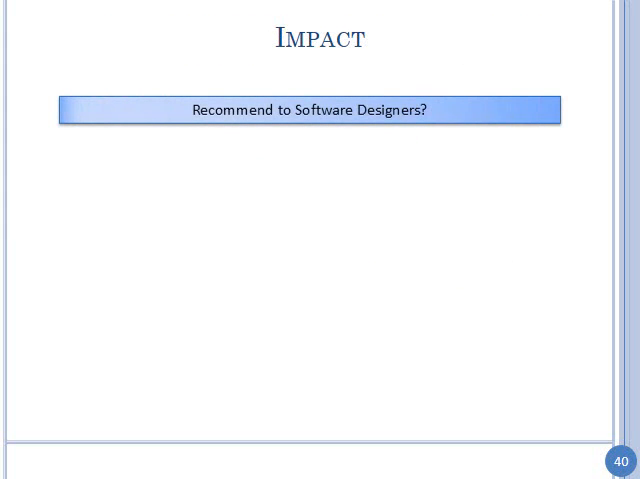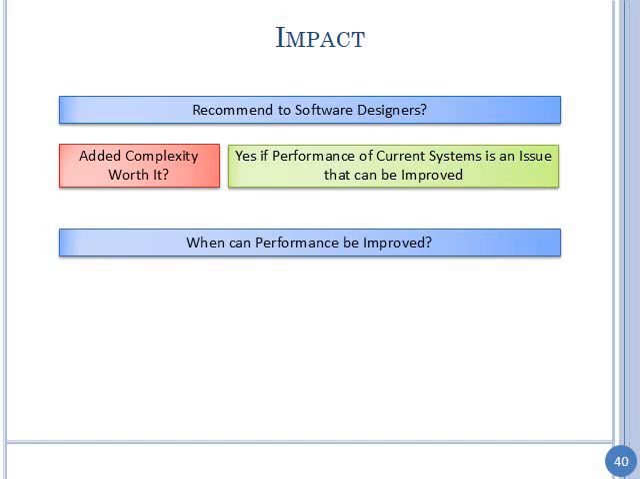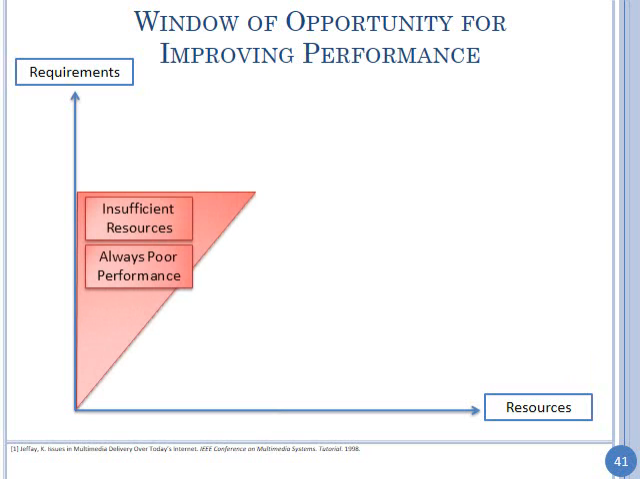Okay. Now, all these policies and the model and enforcing it is sort of complex. So, would you recommend this approach to software designers? And the real question is, is the added complexity worth it? Well, yes. If performance of current systems is an issue, and it can be improved. So when can it be improved? In general, performance is a function of resources. And when resources are insufficient, performance is always going to be bad. There's nothing we can do.